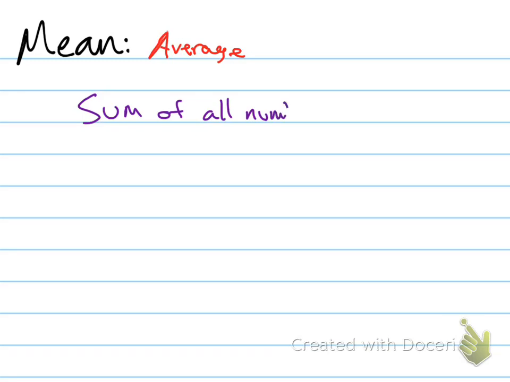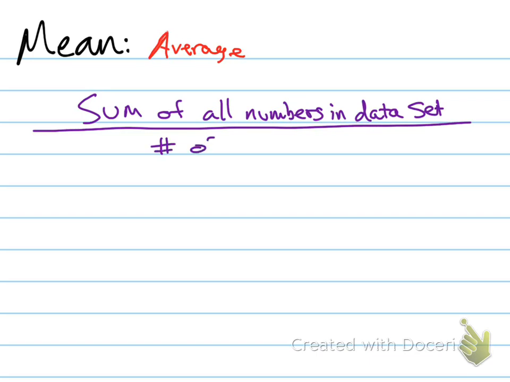find the sum of all of the numbers in the data set. So if we're talking about heights, we find everyone's heights. And then we're going to divide that by the amount of numbers in that data set. So if I added up 15 different people and their heights, I would then divide by 15 to figure out what the average height would be. So let's do one quick example of this today.